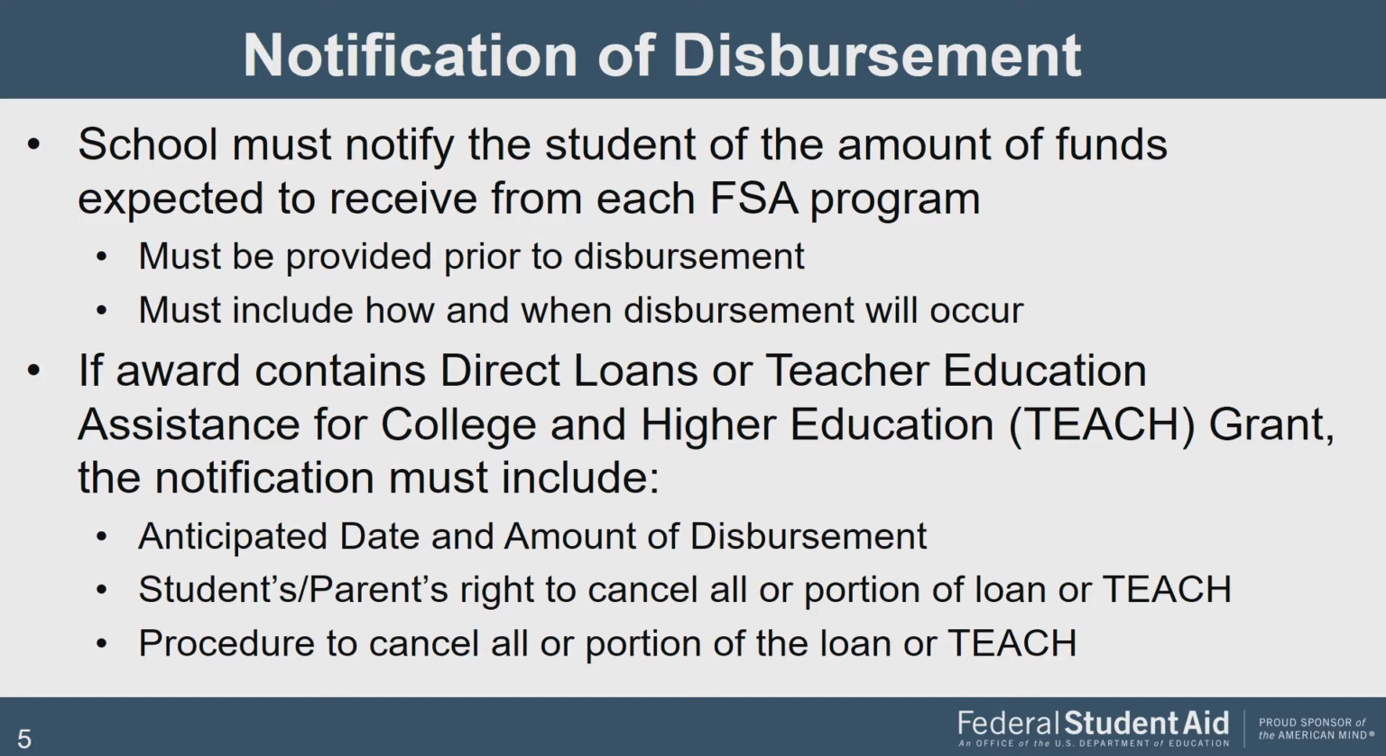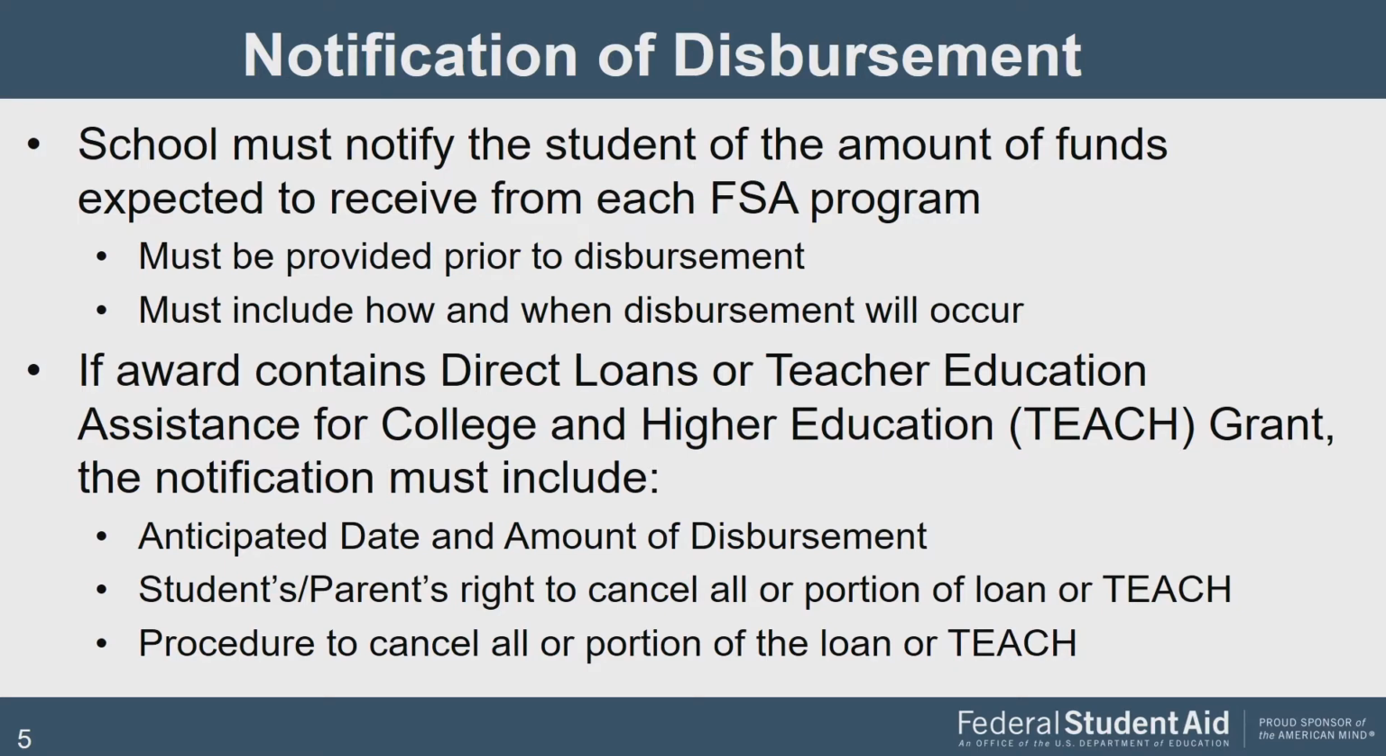Now, before we can actually make the disbursement, there are some things that still need to take place. One of them is the notification of disbursement. 668.165 of our federal regulations states that before you can disburse Title IV for any award year, you have to notify the student of the amount of funds that they're going to receive and how you are going to go about paying them that money, whether it's going to go on their ledger, whether you're giving them a store card, or you're putting it in their bank account. You have to let the students know how and when that disbursement will take place.